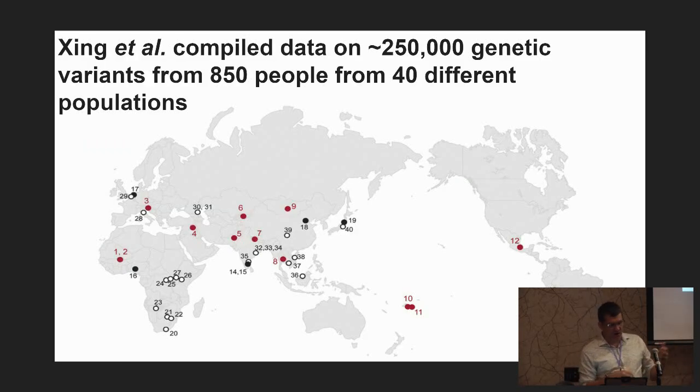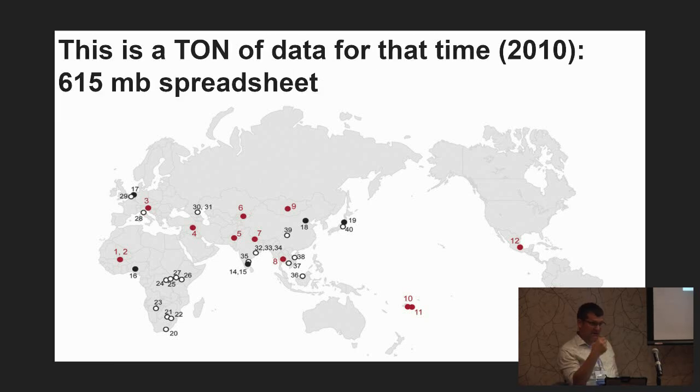And these folks, Shing et al. You can tell I'm an academic because I have to put the citation in there. They looked at fewer than 1,000 genomes. They looked at just 250,000 genetic variants from just 850 people. But they looked at 40 different populations around the globe, throughout Africa, Europe, Asia, and a few in the Americas. At the time especially, this was a ton of data. Things have gotten bigger since then. It adds up to a 615 megabyte spreadsheet when you download it.